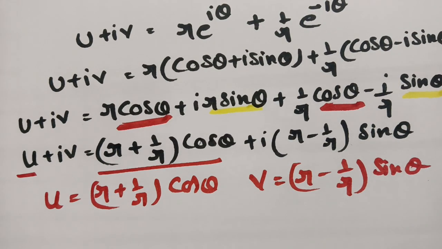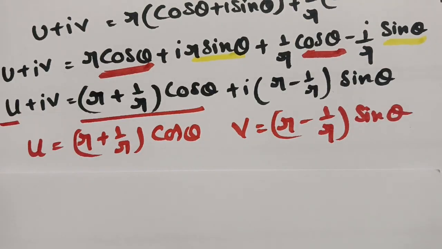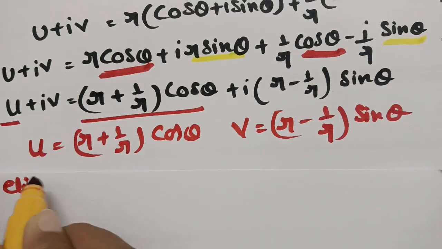Now we are going to eliminate theta one time and R one time. Now here is the process. So these are the two equations. Now first I am going to eliminate.